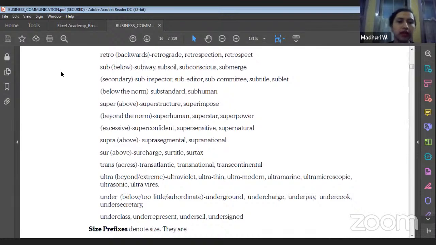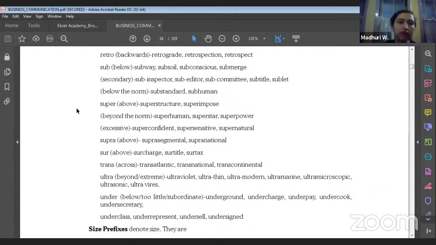So we see a lot of other categories as well, like retro, that is backwards: retrograde, retrospection, retrospect. Sub is below. Generally, subway is a pathway underground, right? Like a subway. Subconscious, submerge, secondary. Okay, it could also be like sub-inspector, sub-editor, somebody who's just below. Subtitle. It could also mean something that is below the norm, like substandard, subhuman. It's not up to the standard, not up to the mark, it's below, that's substandard, right?